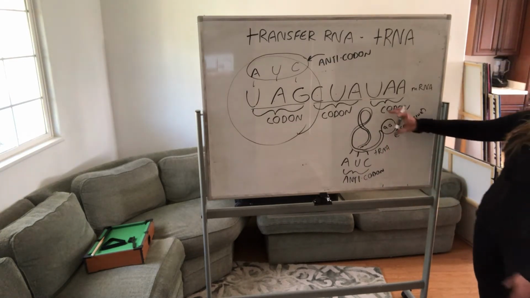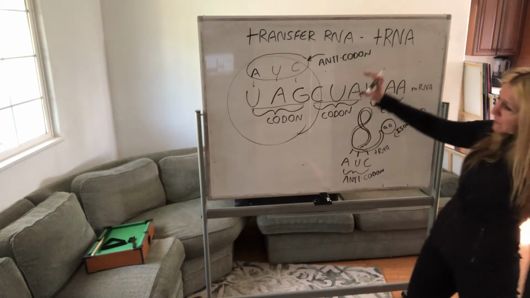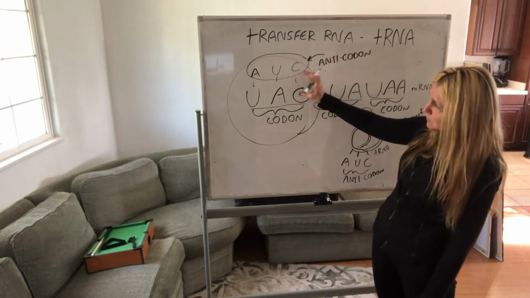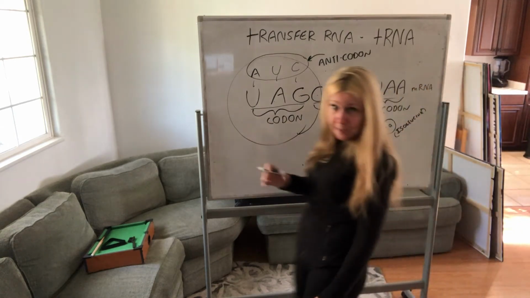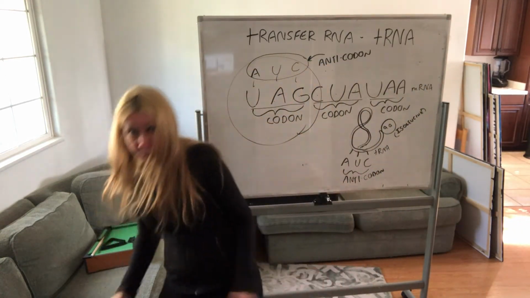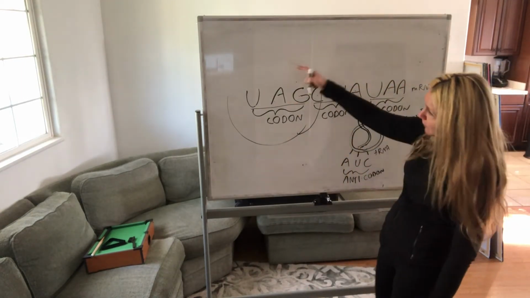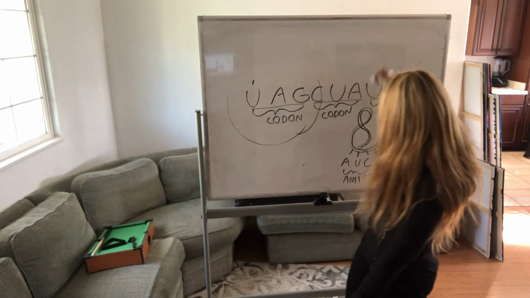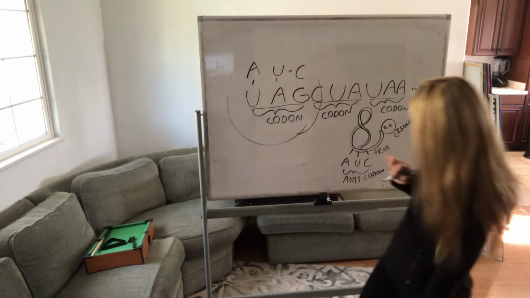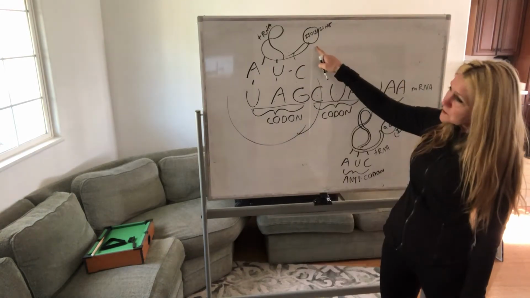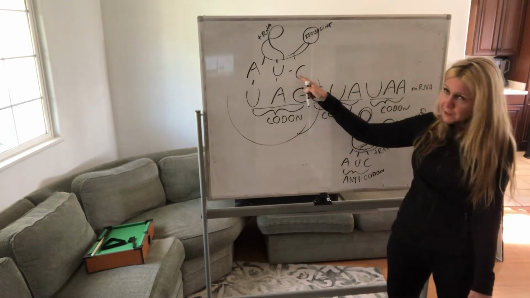Now what happens is these transfer RNAs are floating around the cytoplasm. They come to the ribosome and they land, and they match up their anti-codons with the codon of the messenger RNA. So here we're going to take this transfer RNA, I'm just going to move it up here. We're going to match up A, U, C. And it has an amino acid. In this case, it's isoleucine because that's the one that's specific to this anti-codon.